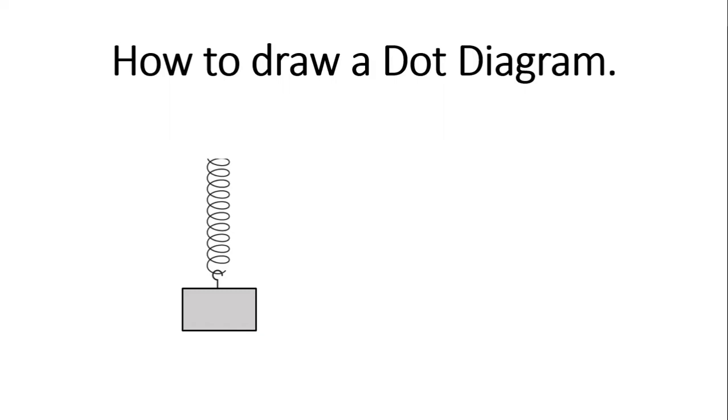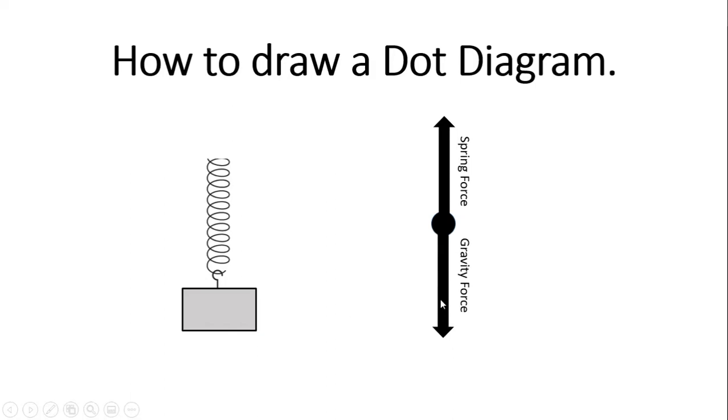Okay, so how to draw a dot diagram for this? We've got this weight pulling down on a spring. So the dot is this object, the weight. The spring force, that's a kind of force, is pulling up. Gravity is pulling down. Those are the two forces.